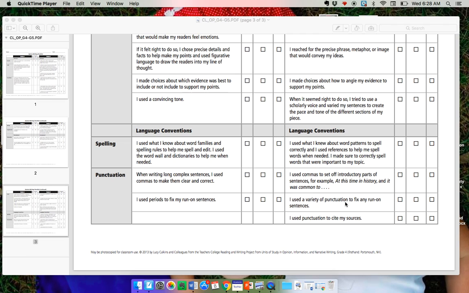You use a variety of punctuation to fix any run-on sentences. And this is the quotation marks again right here. You can use quotation marks to cite your sources. So if you use a micro story, quotation marks. If you use something somebody said or thought, quotation marks. Okay? If you write the title of a book, underline it. So if you haven't done that, you're going to click right here.